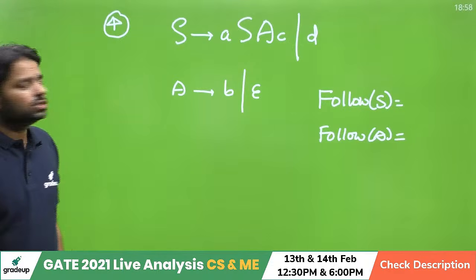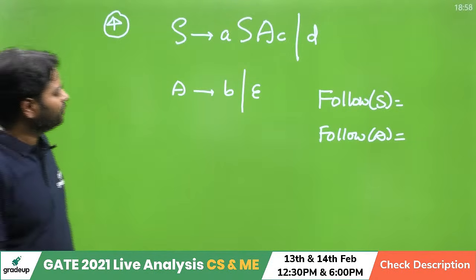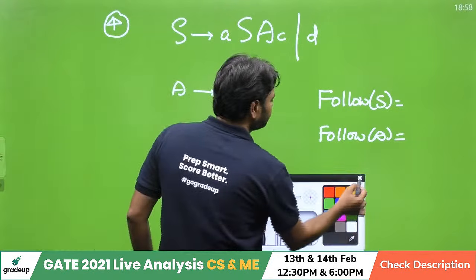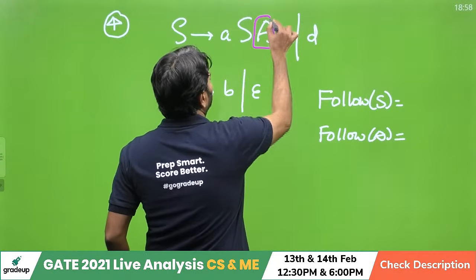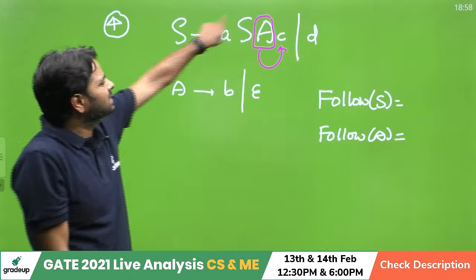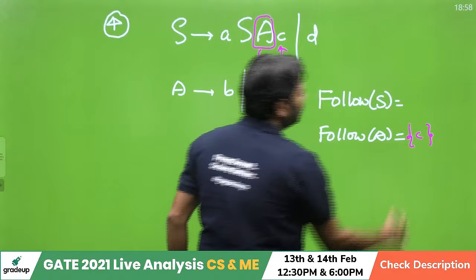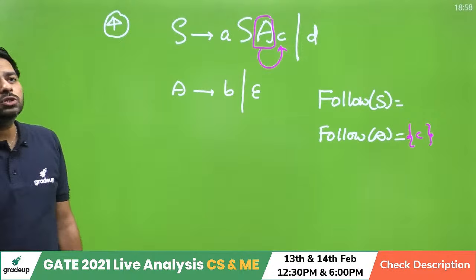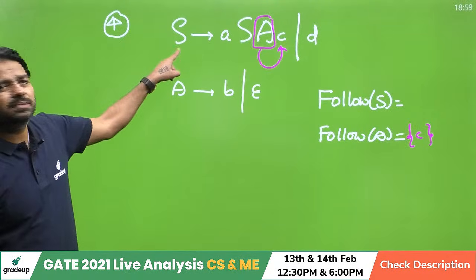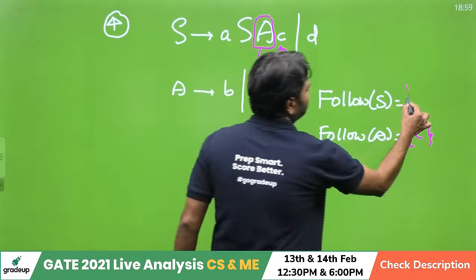Fine. So tell me the answers quickly. What is the follow of A? A is only one place it is appeared, so after A, C has to come, so we answer C. Over. But when it comes to S, S is a start symbol, so definitely you should write a dollar.